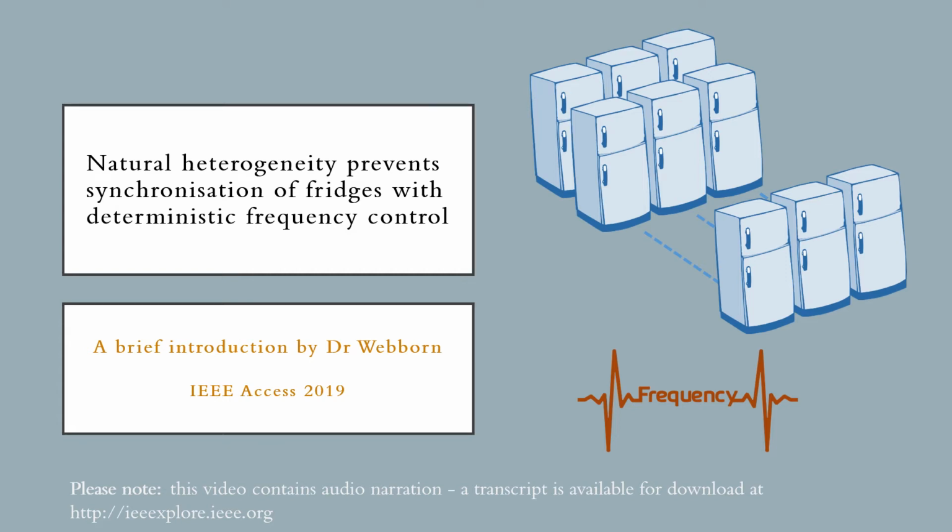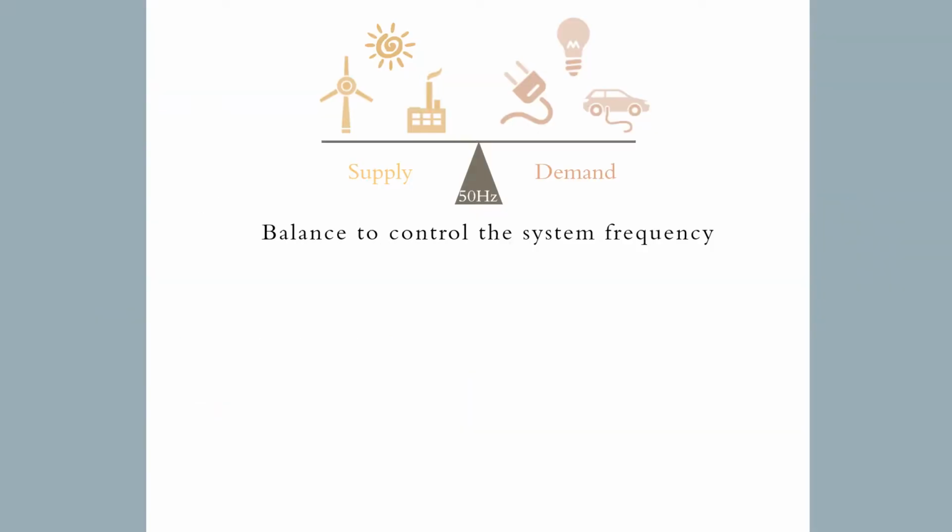This video gives a brief introduction to the methods and results in this paper. To operate properly, the electricity system needs to keep its frequency, a measure of supply and demand balance, at close to 50 Hz. This frequency control has traditionally been performed by flexible generators, such as gas plants, that respond to fluctuations in the supply-demand balance.